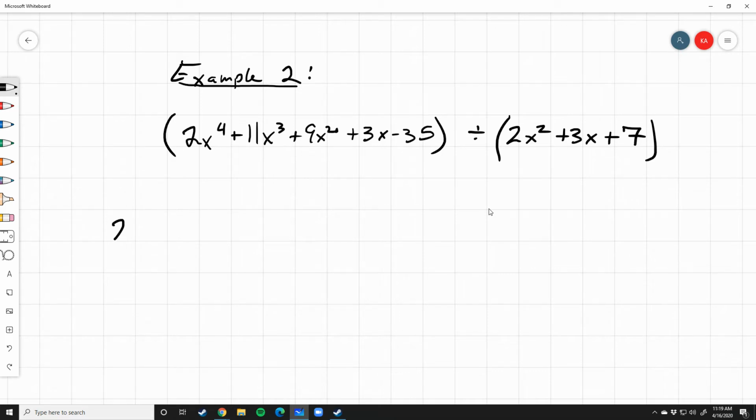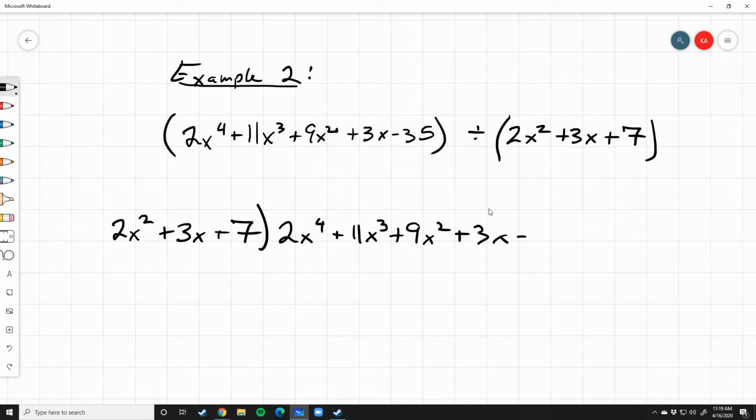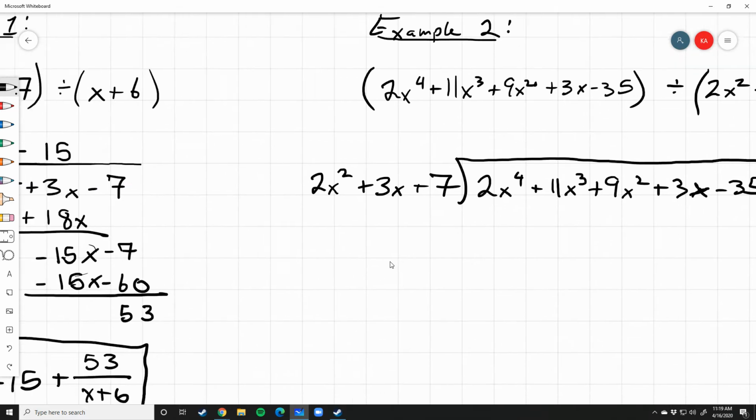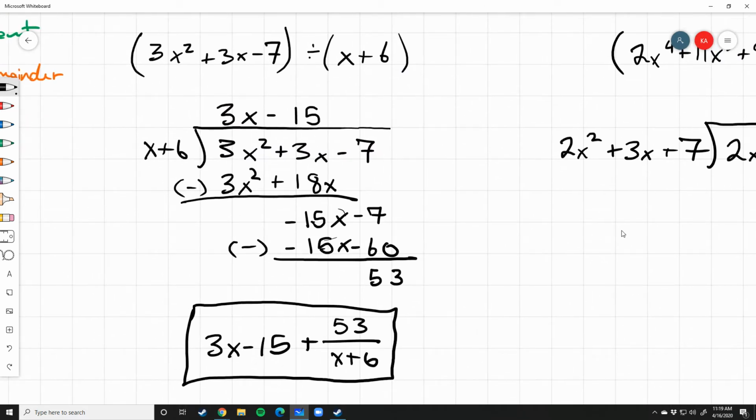So 2x squared plus 3x plus 7, and we're gonna divide that into 2x to the 4th plus 11x cubed plus 9x squared plus 3x minus 35. So you're probably trying to figure out, well, how is having 3 terms in my divisor going to affect this problem? And I'll tell you, there's only going to really be one change. Whereas before, in the previous problem, we would subtract here 2 terms. Now we're going to be subtracting 3.